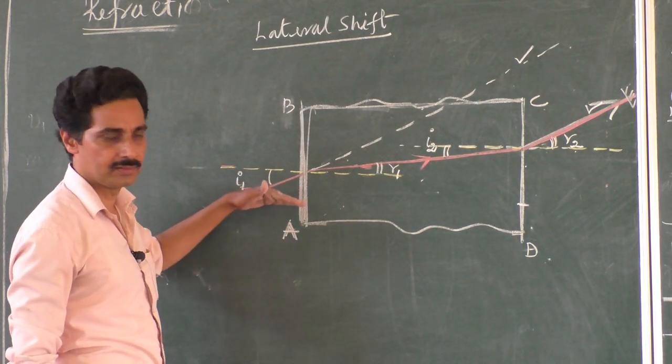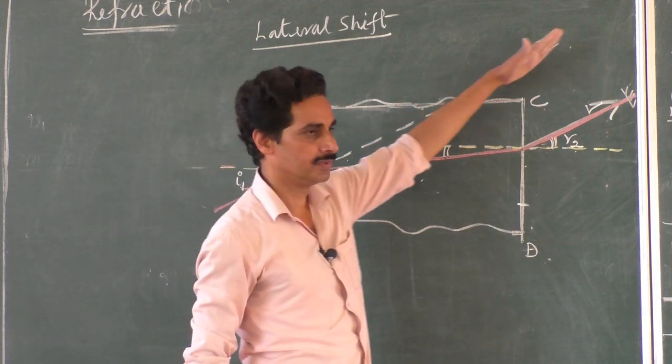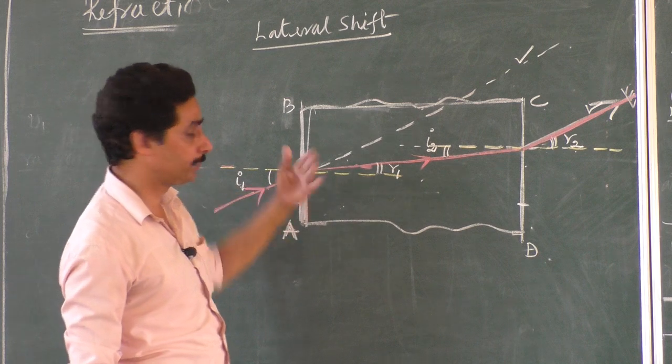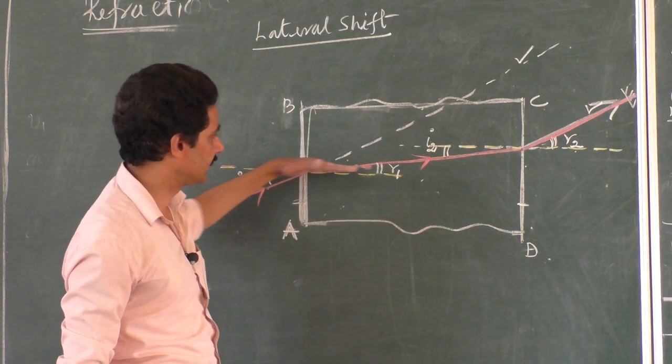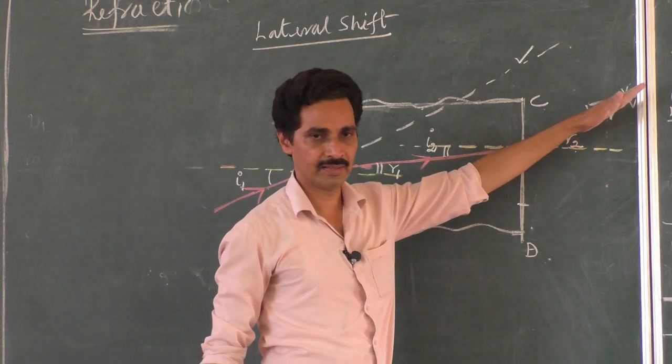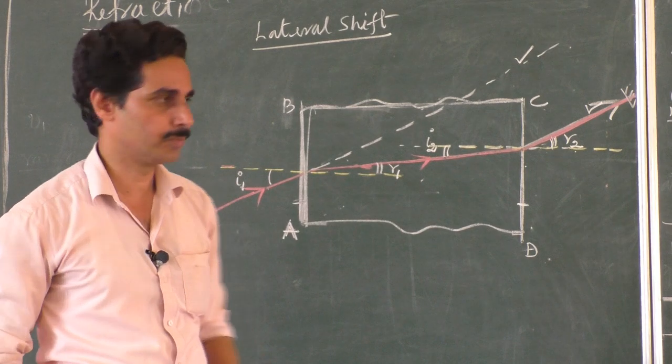It will never bend, because everywhere it is air. It would have moved straight. If that glass slab is placed, what is the final result? The ray of light is now finally traveling like this. Because of the presence of glass slab, what is the change observed?